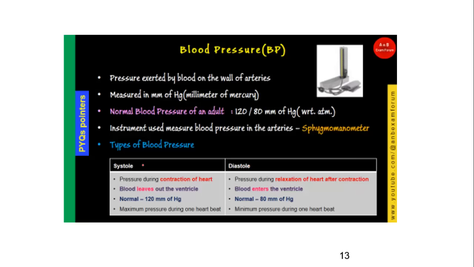Since the heart is a pumping organ, pressure will be created. So when pressure is created during the contraction of the heart, when you are contracting something, what happens? If you have a balloon and you are trying to press it, what will happen? The blood will leave out of the ventricles. Ventricles, as I told you, are the chambers in the heart. So when contraction of the heart occurs, it is going to push out the blood. And it is the maximum pressure which occurs during one heartbeat, and it is 122 mm of mercury.